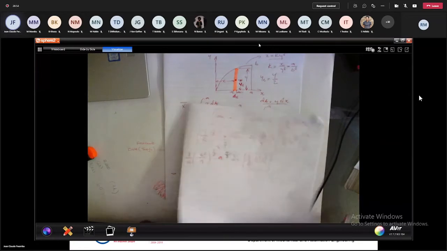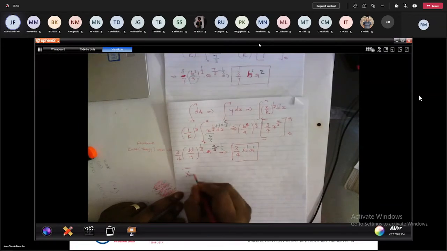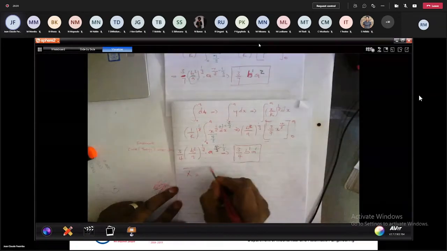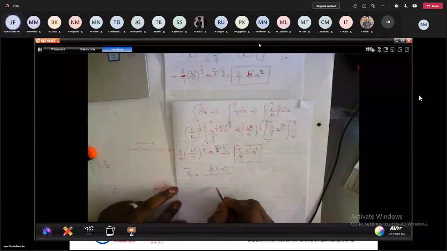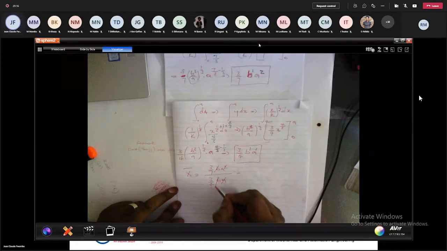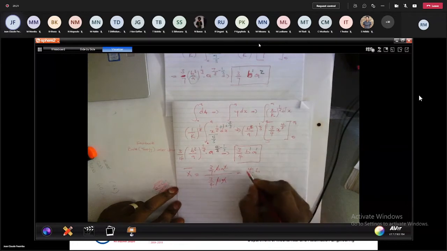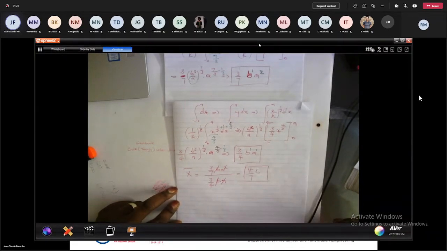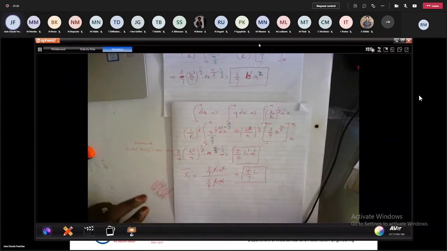So it's a matter of now taking your numerator over the denominator in terms of your x bar. So it will be 3/7 b a square. You divide the whole thing by 3/4 b a, which works out to 4/7 b. So that will be my first coordinate, x.